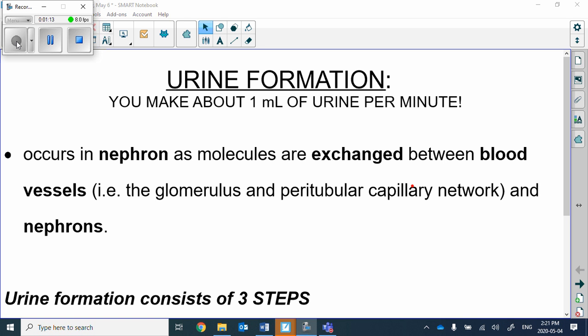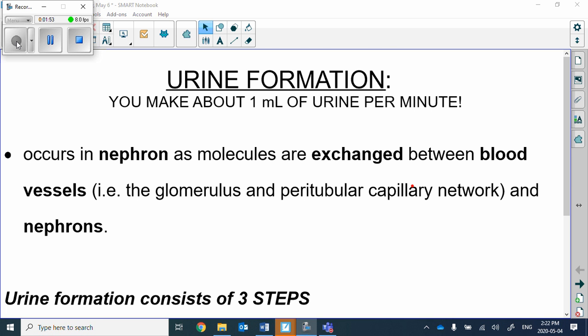called the glomerulus. And again, we talked about anything that's small enough will be pressure filtered from the glomerulus into that Bowman's capsule. Anything that's too large will leave via the efferent arteriole and join up with that peritubular capillary network that surrounds each nephron. And that peritubular capillary network is there so it can catch all the things that are reabsorbed back into the bloodstream and take that fresh blood full of just the things reabsorbed that we want to keep back to the heart via the renal vein. So urine formation again happens in the nephrons, and it's exchanged between blood vessels and nephrons.